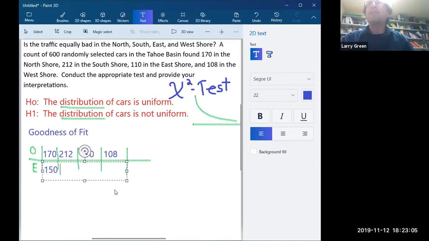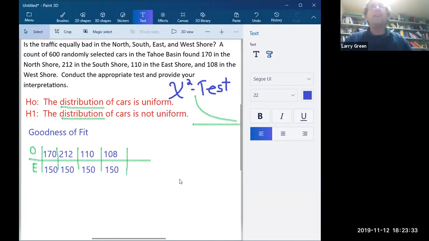How many would you expect to see in the South Shore? The hint is this one's really easy. Yeah, still 150 because it's uniform. If it's uniform, you're just going to see 150. And I bet you all can tell me how many in the East Shore. 150. And then in the West Shore, we should see 150. All right, so then you say, well, did we see 150 in each of the shores? Did we?